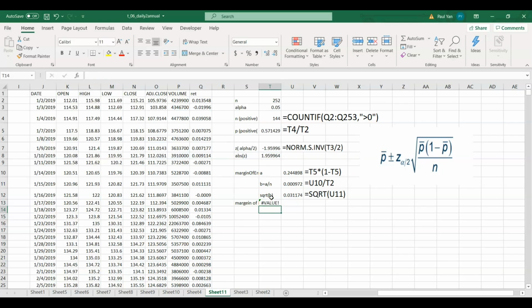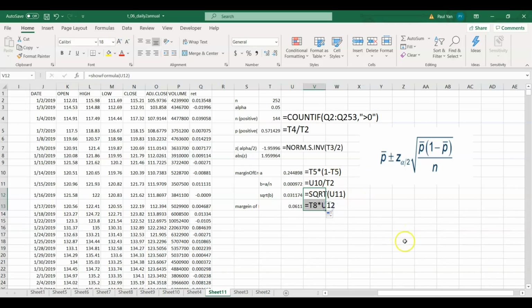So this is our margin of error. Of course, this is not a value. So margin of error will equal our z-score times the square root of B. Enter. Okay, so this is our margin of error.